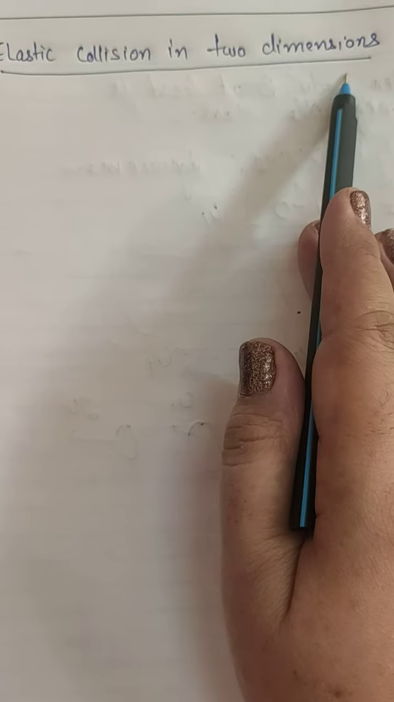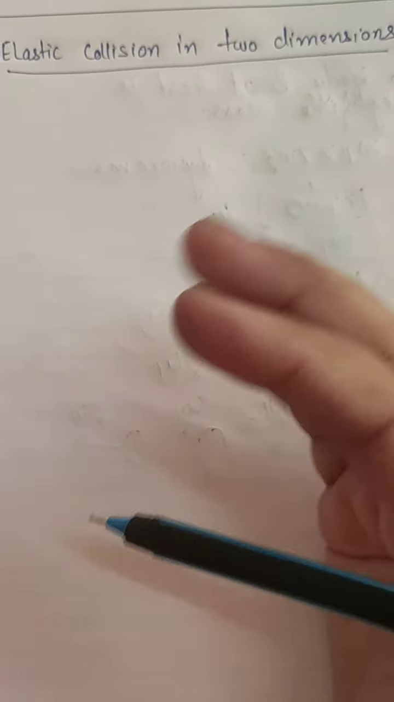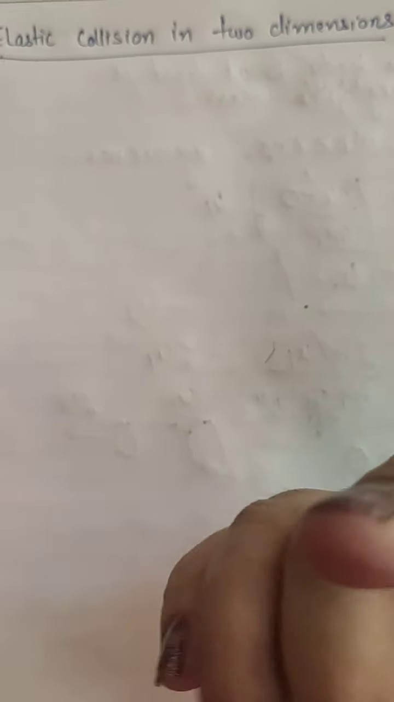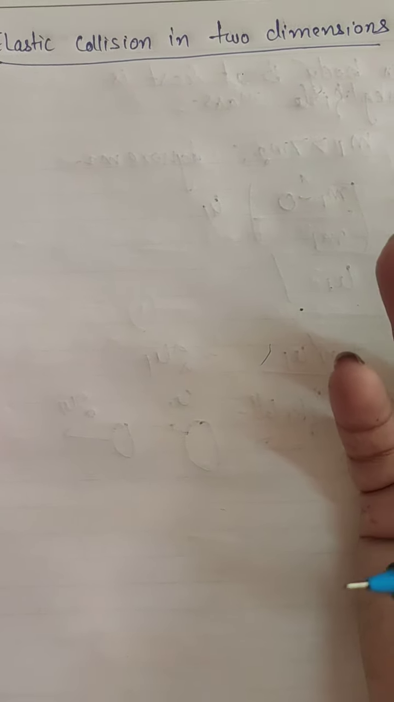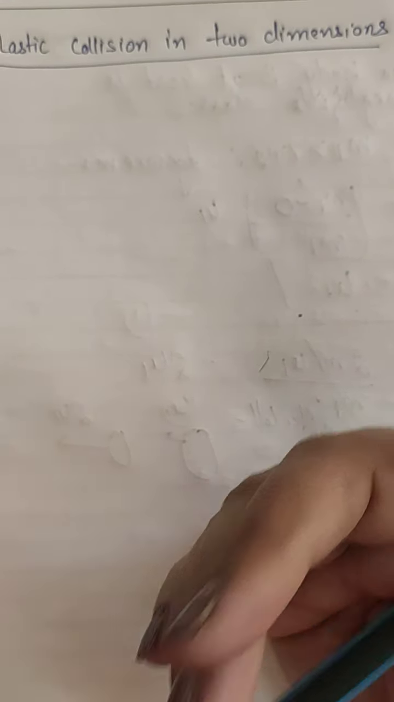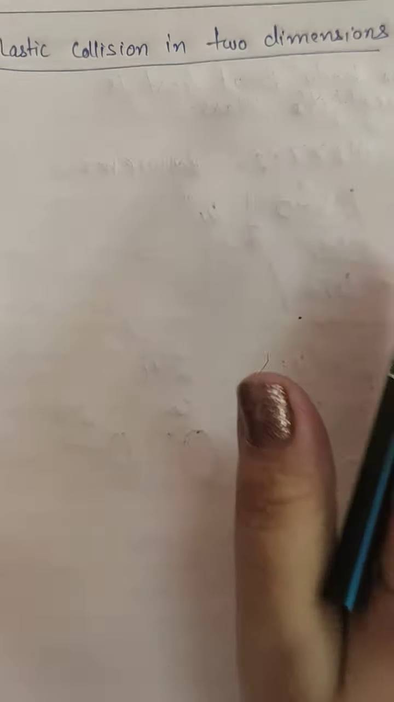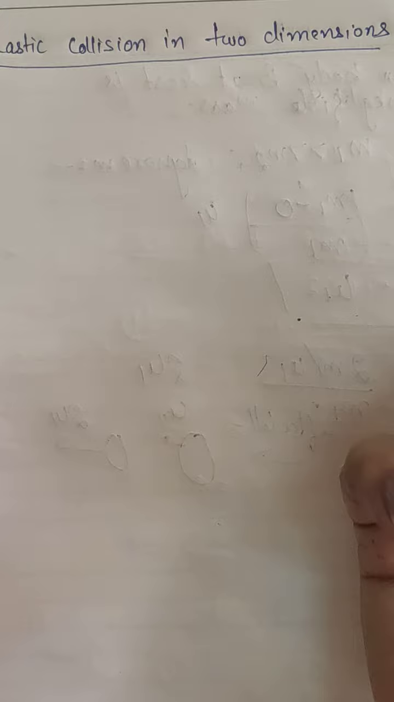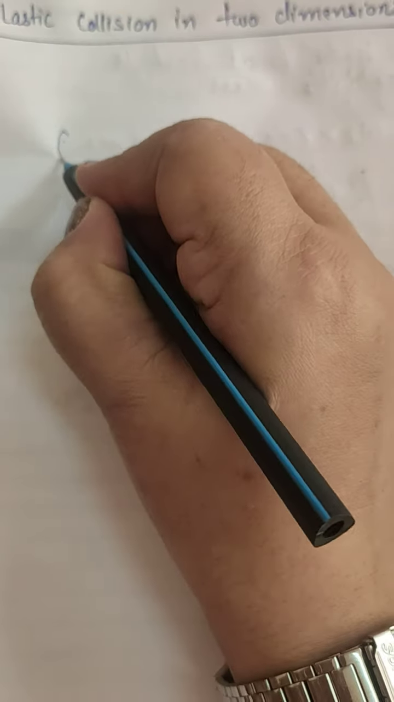Now, two dimensions means that before collision the bodies are moving in a straight line, but after collision they move in two different directions, that is, they move in a plane. In that case we can say that the collision is in two dimensions, that is, both the x and y components are changing. Let us understand this with the help of a diagram.